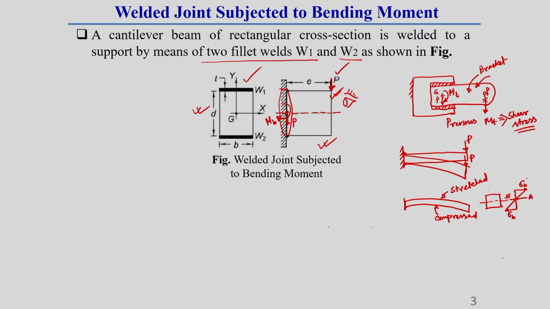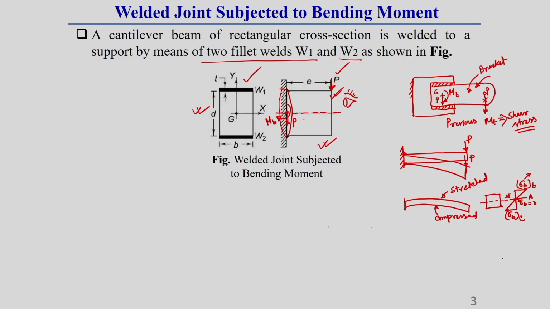As the top side is stretched, it is called bending stress, which is tensile in nature, and the bottom side is compressive in nature, so this is bending stress which is compressive in nature. At the neutral axis sigma b equals 0, that is very well familiar to you. These types of stress are generally normal stress. Due to this bending moment, whatever stress is developed in the welded joint will be bending stress, not shear stress. You should keep this in mind.